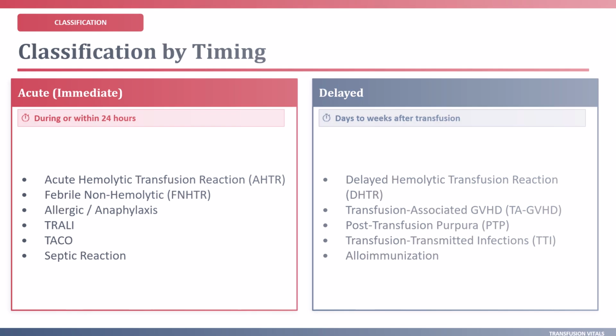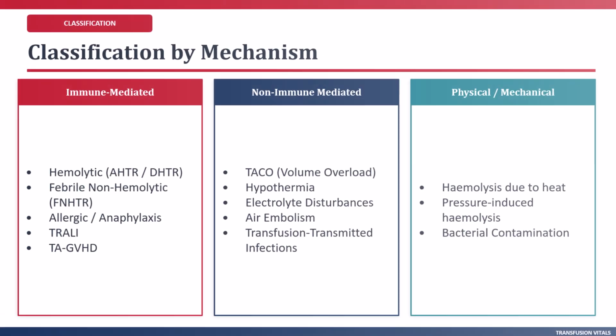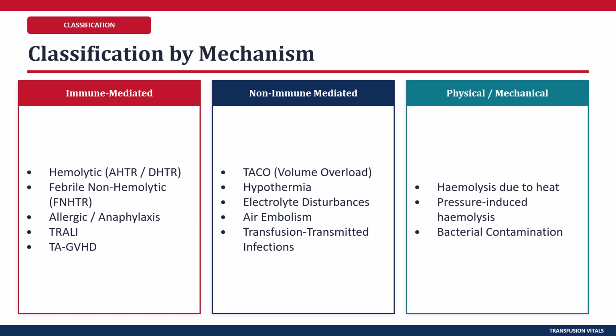Classification by the mechanism. Immune-mediated reactions are most clinically significant. They involve the patient's immune system attacking transfused components. AHTR, FNHTR, allergic reaction, TRALI, and TA-GVHD all fall here. Non-immune reactions include TACO, transfusion-associated circulatory overload, which is purely mechanical. The heart cannot handle the fluid volume.